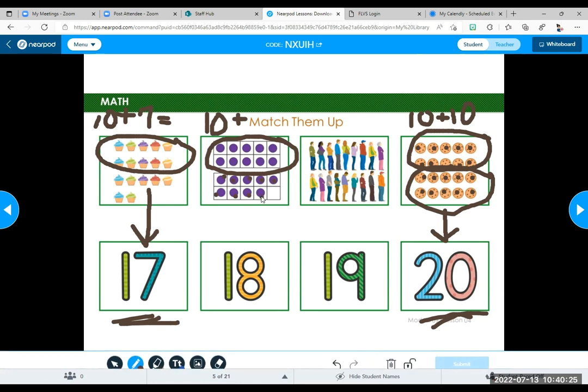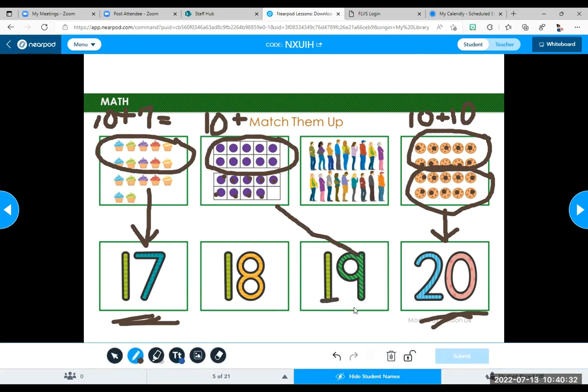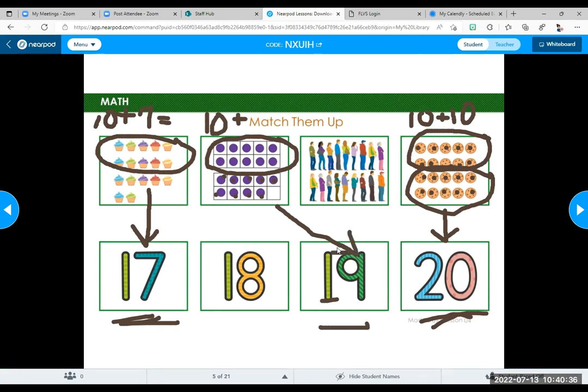Good work. Guess what? I found 9. 19. Good work. Get it? 19. So we matched 19. Now, that was 10 plus 9 more.